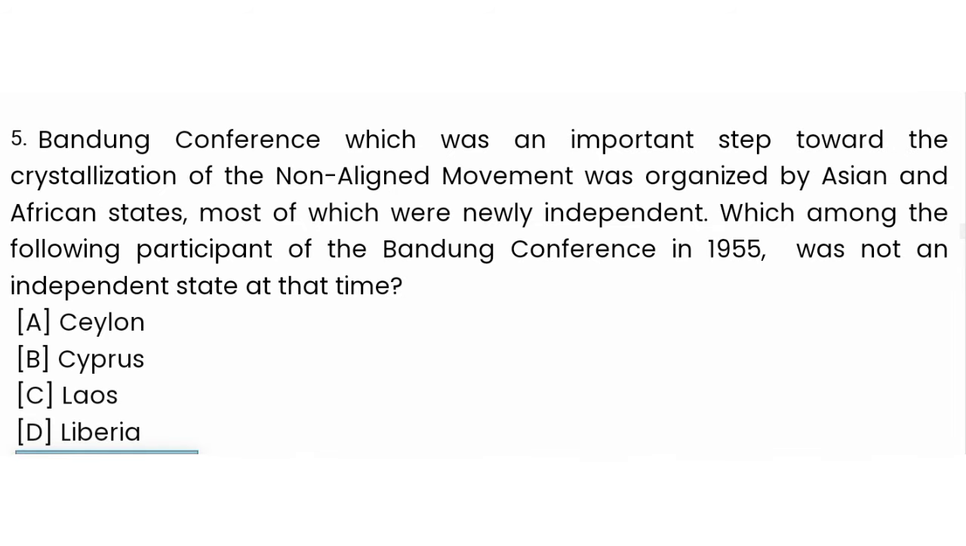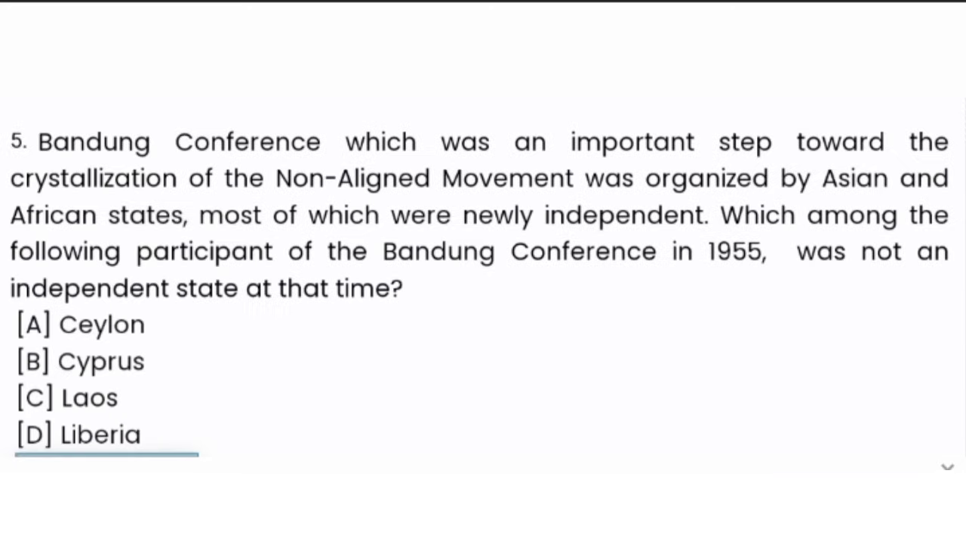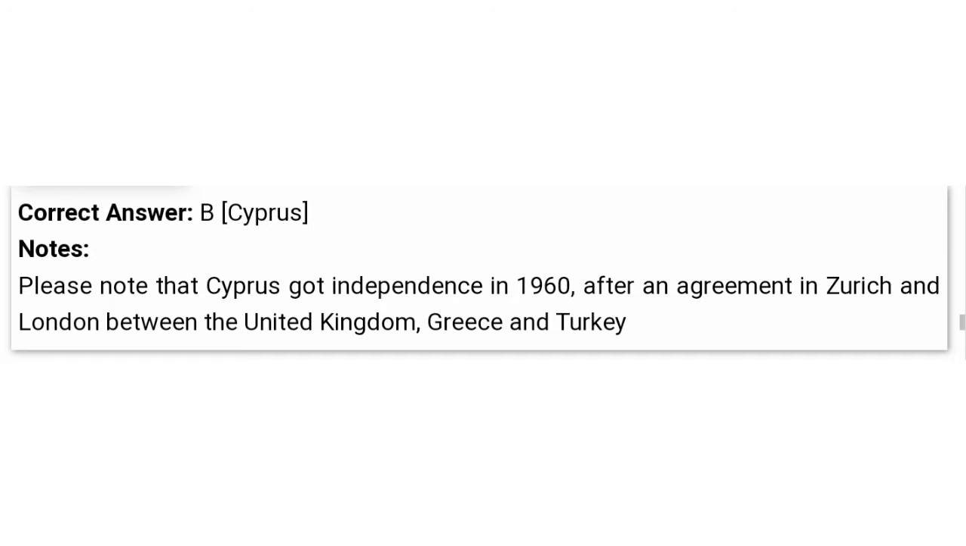Next question we have. Bandung Conference, which was an important step toward the crystallization of the non-alignment movement, was organized by Asian and African states, most of which were newly independent. Which among the following participants of the Bandung Conference in 1955 was not an independent state at that time? And the correct answer is option number B, Cyprus.